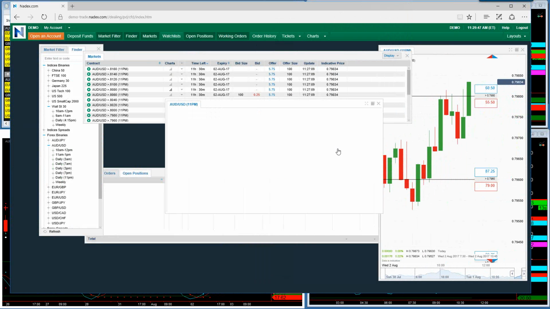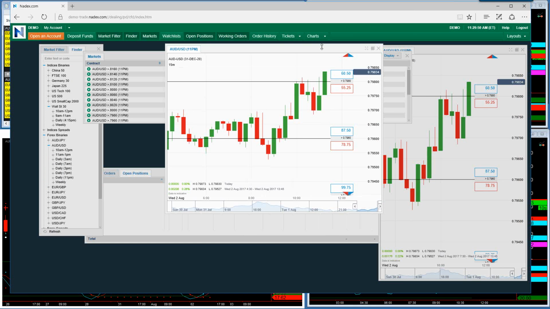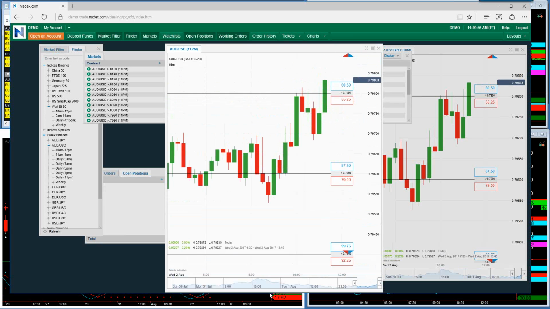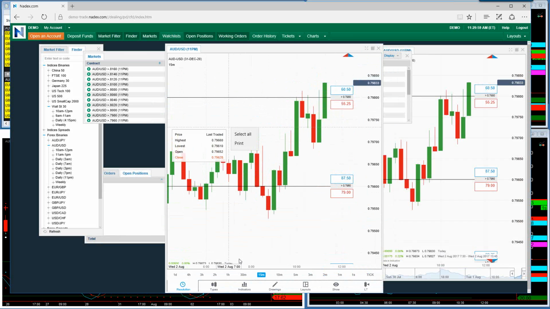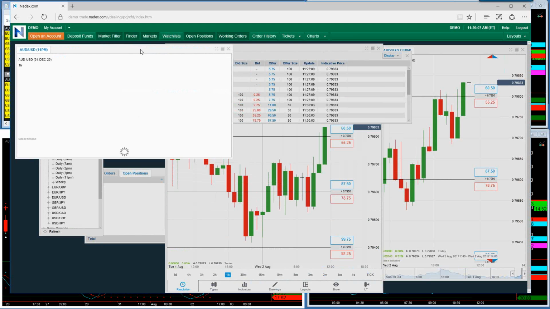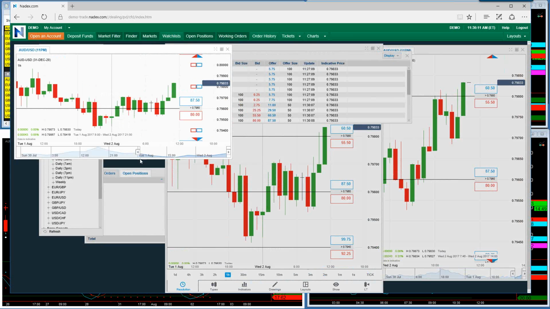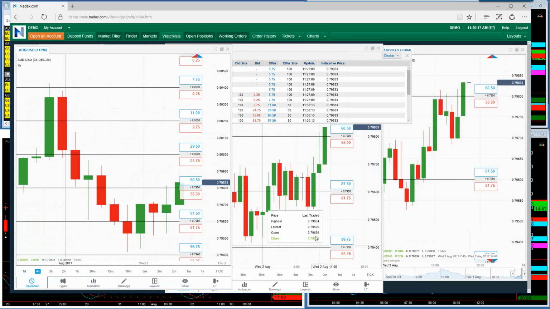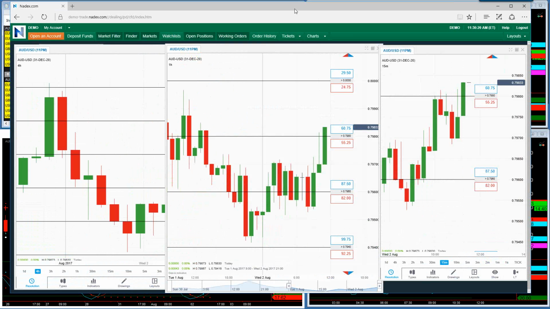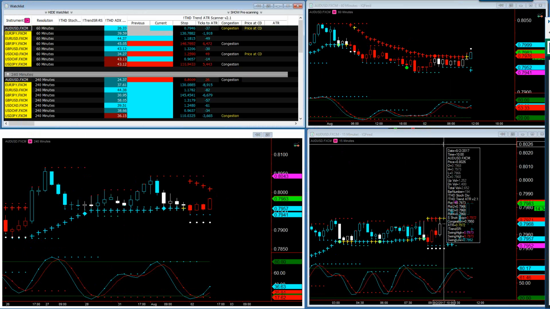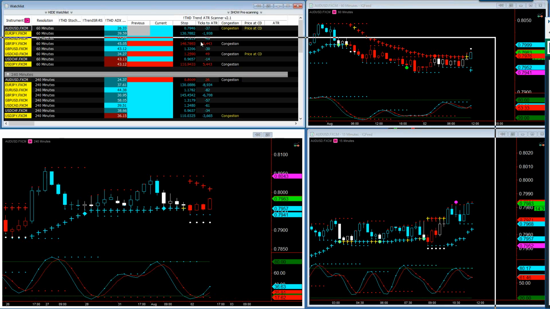And I'm going to open up another one. And this is really some of the major differences. Okay, and we're going to change this to a 1 hour. And then we're going to open up one more. And we're going to make this a 4 hour. So now I have the equivalent of what I have over here, okay? But here is the difference.